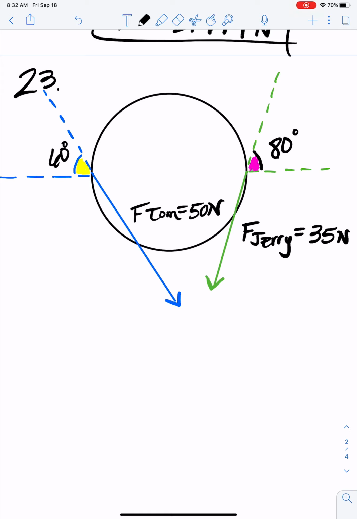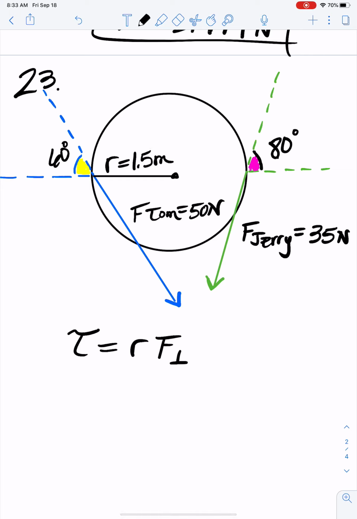Well, we want to find torque for both of them, and torque is going to equal, right, R times F perp. Well, we know R. They tell us that for this circle, diameter is equal to 3 meters for this merry-go-round. So we know the R value is 1.5 meters for both Tom and Jerry from the axis of rotation in the center. Okay, so all we got to do is get F perp then. And yeah, and then we should be good.